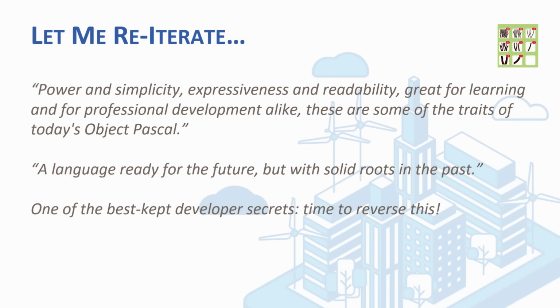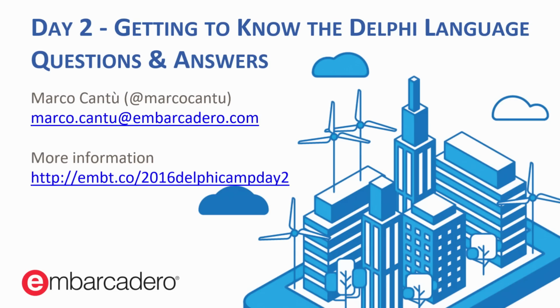So let me reiterate a couple of words from the foreword of my book: power and simplicity, expressiveness, and readability. The language is great for learning and for professional development. These are some of the traits of today's modern Object Pascal, a language ready for the future with solid roots in the past, and kind of one of the best developer secrets, which it is time to reveal to everyone. And with that, we can open it for questions.